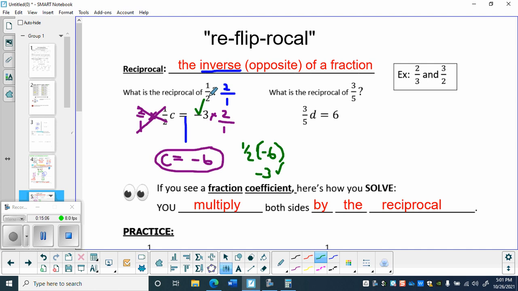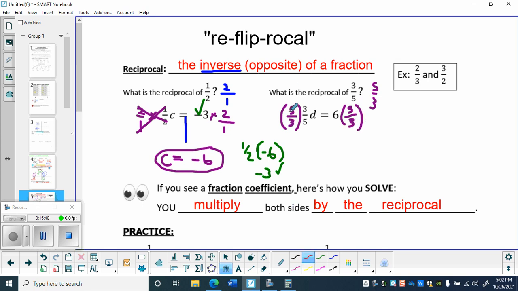So for the next one, we have 3/5 of some number equals 6. So since we see a fraction for our coefficient, we just care about the reciprocal, and the reciprocal in this case is a 5/3. So what we're going to do now is simply multiply both sides, and I'm just going to use parentheses this time to show that. I'm going to multiply by its reciprocal, which is again 5/3. Okay? So don't forget to show your work along the way with me and take notes.